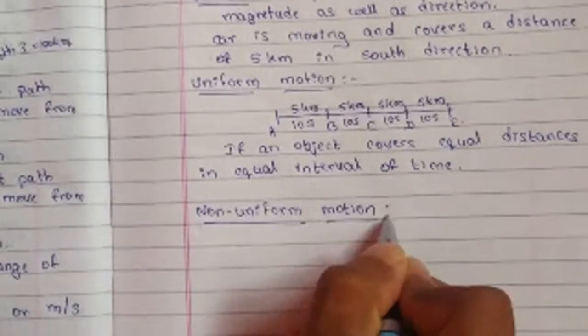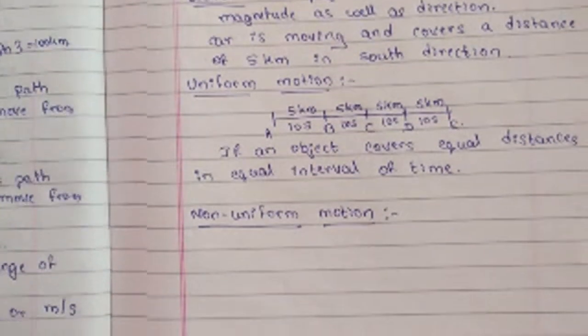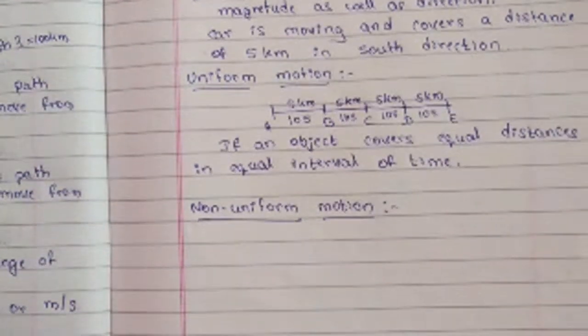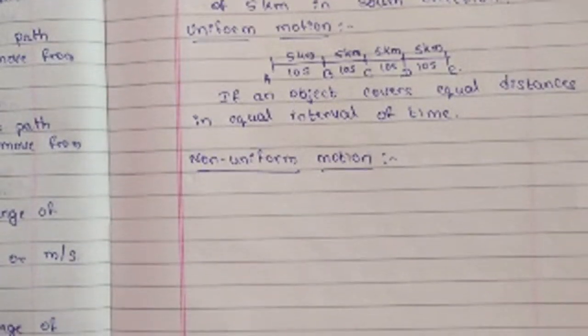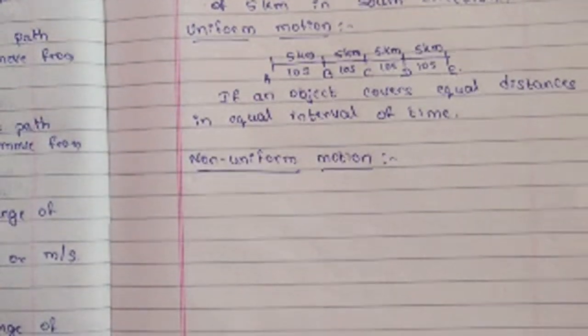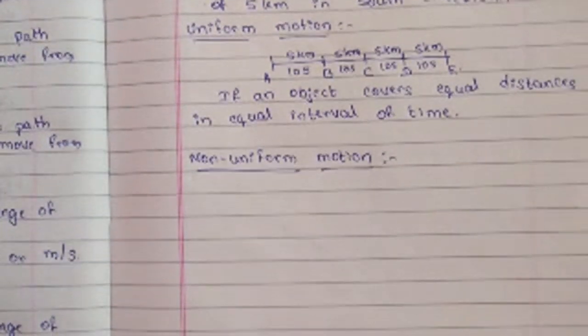Okay, non-uniform motion. In the previous topic, uniform motion means an object covers equal distance in equal intervals of time. Now, non-uniform motion means an object covers unequal distance in equal intervals of time. Or, if an object covers unequal distance in unequal intervals of time, those kinds of motions are considered non-uniform.